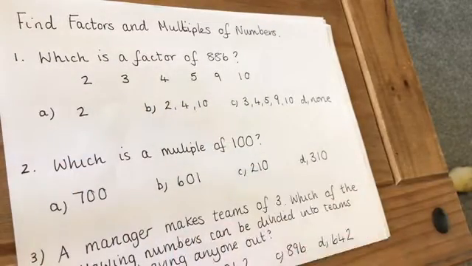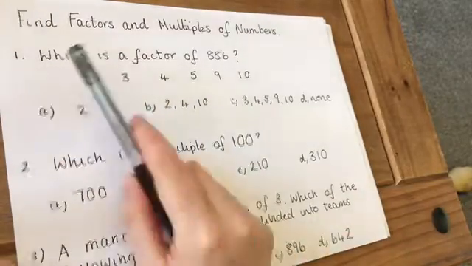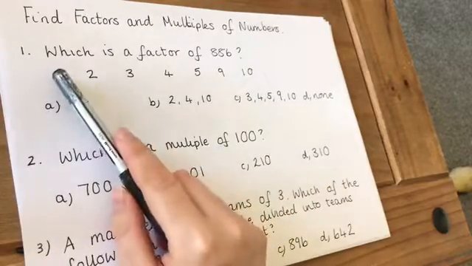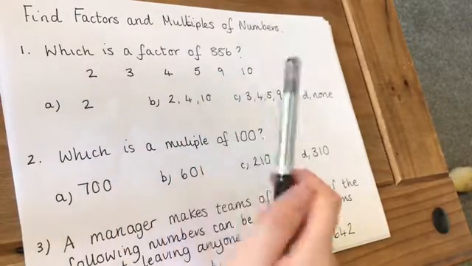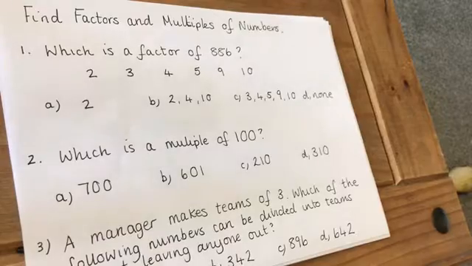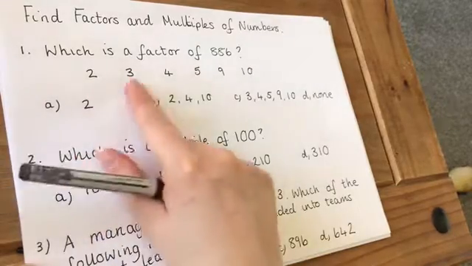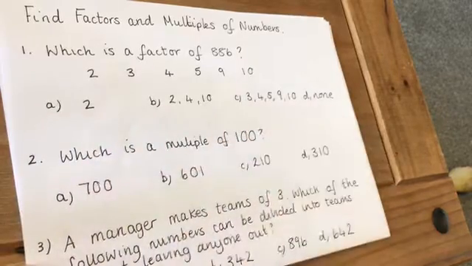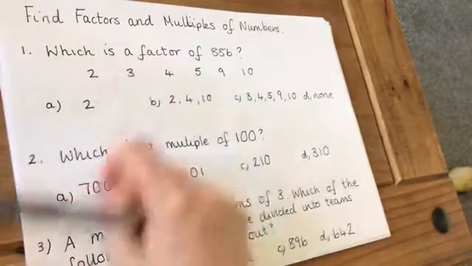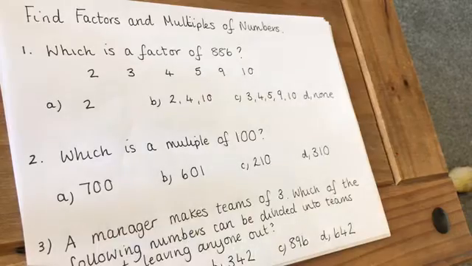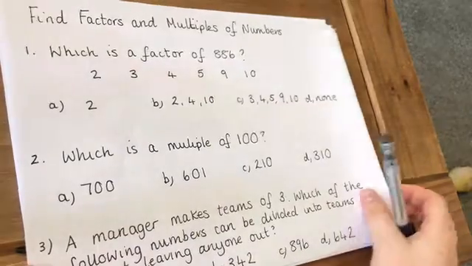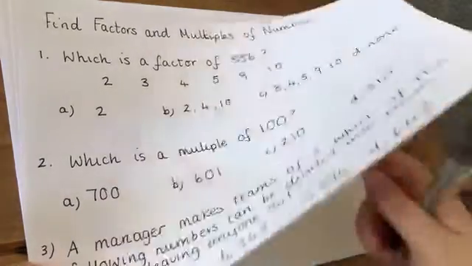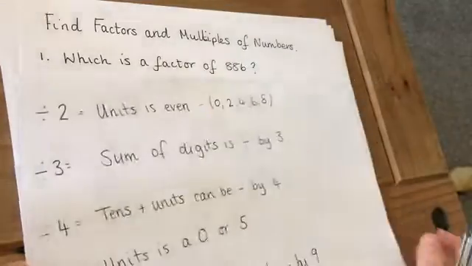Now, number 1, this was one of the questions I took from your accelerated maths. Which is a factor of 886? So we've got 2, 3, 4, 5, 9, and 10. And we've got some options down here. Okay, so we need to go through each of these and work out, are they a factor of 886? Now, I've just written down the rules very quickly so we can have a look.